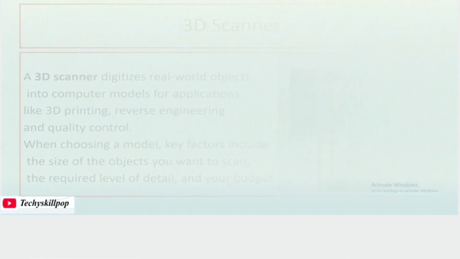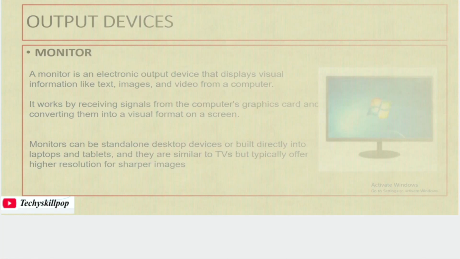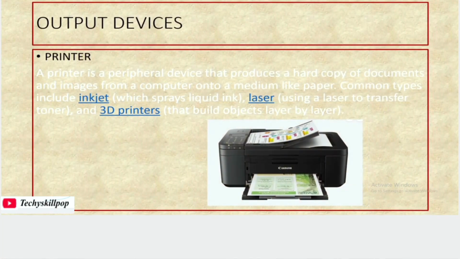The monitor. A monitor is an electronic output device that displays visual information like text, images, and videos from a computer. It works by receiving signals from the computer's graphics card and converting them into a visual format on the screen. Monitors can be standalone desktop devices or built directly into laptops and tablets. They are similar to TV but typically offer higher resolution for sharper images.